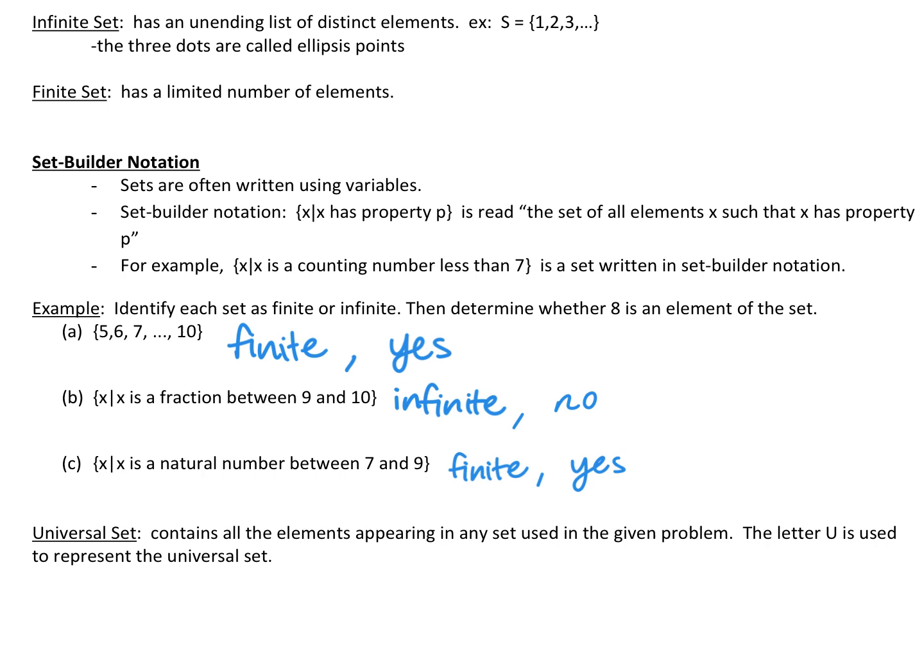Let's talk about the universal set. The universal set contains all the elements appearing in any set used in the given problem. This letter U is used to represent the universal set. So we'll see more of that in a second. So basically it's got all of them. If I have set A and set B, the universal set takes everything we see in both set A and set B and puts it together.